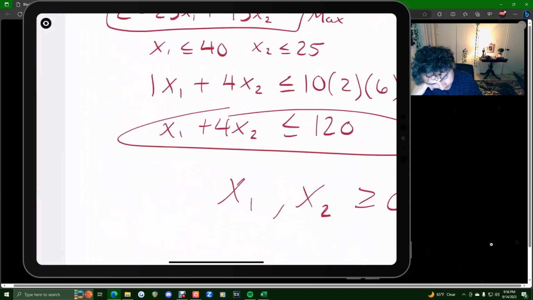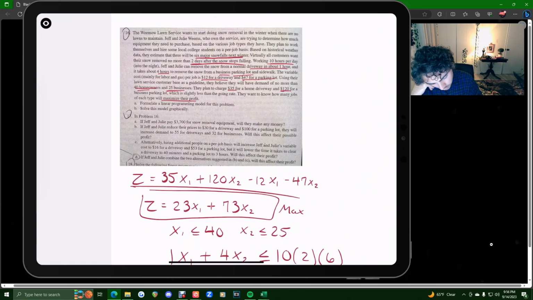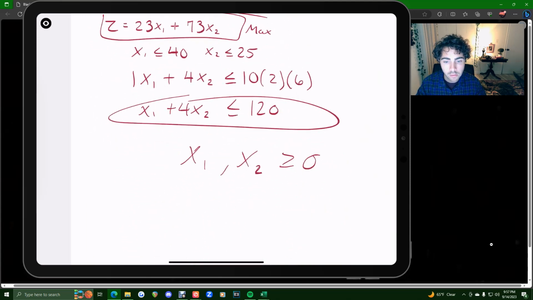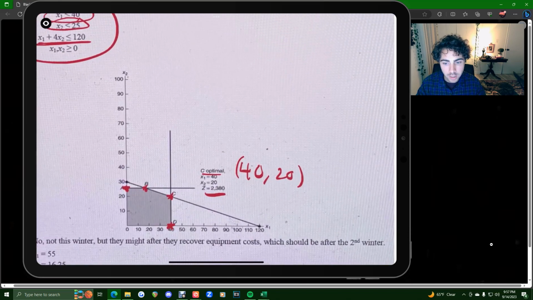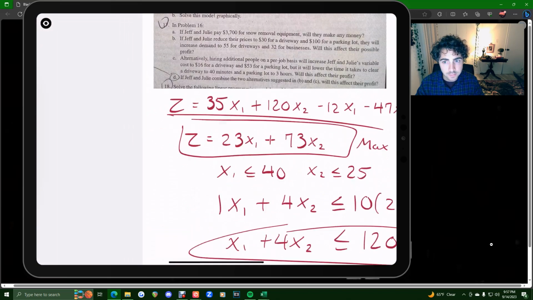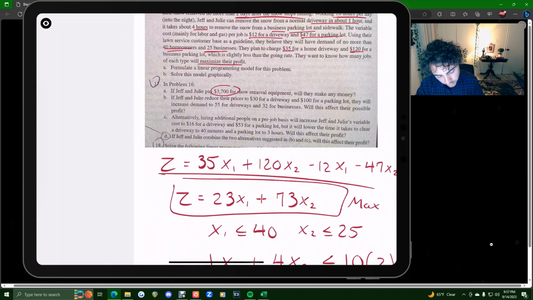Okay, let's see. So that was, I think, all of 16. Let's talk 17. They say if it costs Jeff and Julie $3,700 for snow removal equipment, will they make any money? Well, let's see. It looks like at their max profit, they're making $2,380. So if they're making a profit of $2,380, and then all of a sudden they buy some snow removal equipment for $3,700, will they make money?